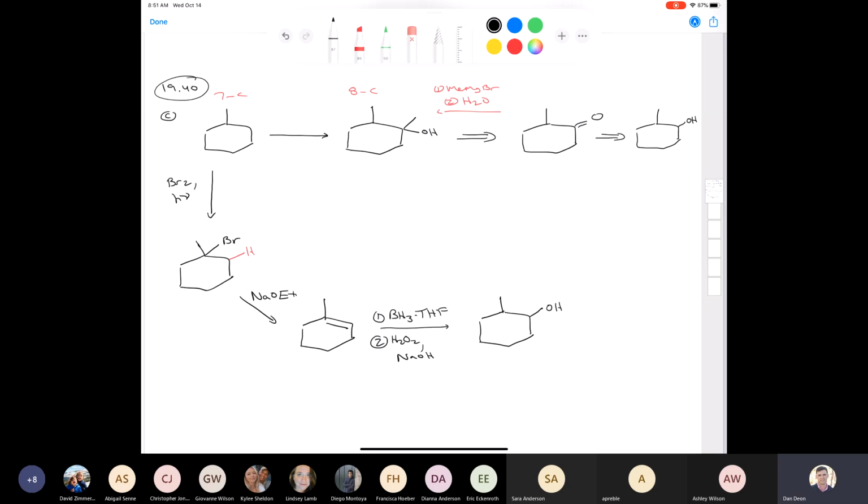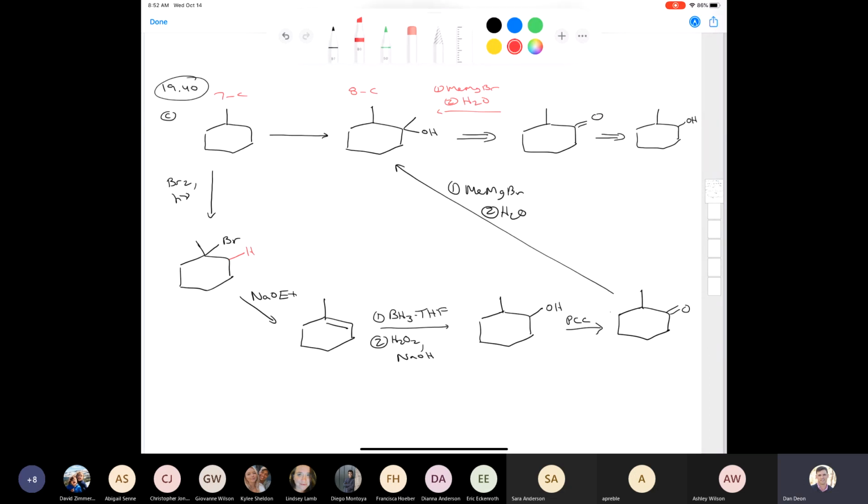Now all I have to do is oxidize this using, I'll just write PCC, keep it simple. If you want to use sodium dichromate, that totally works. Nothing wrong with that at all. And then we would end up with the ketone, like that. Then in order to get to the final product, I treat this with methyl magnesium bromide, followed by treatment with water. And there we have it.